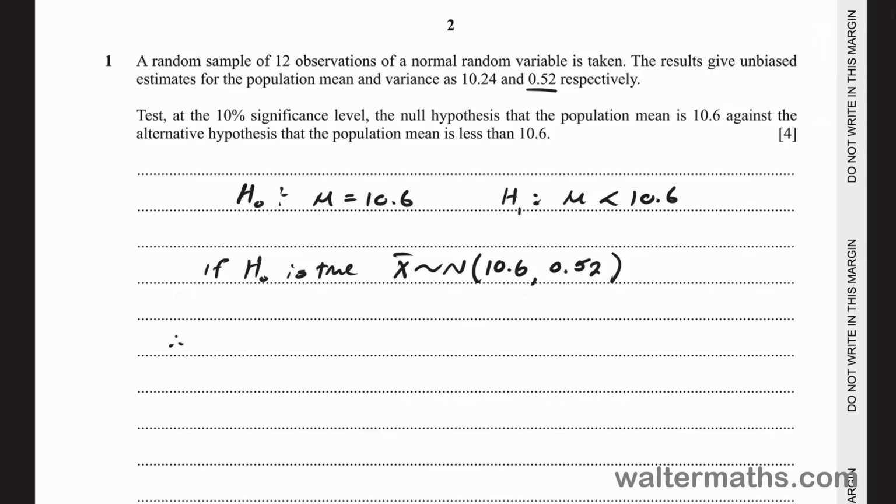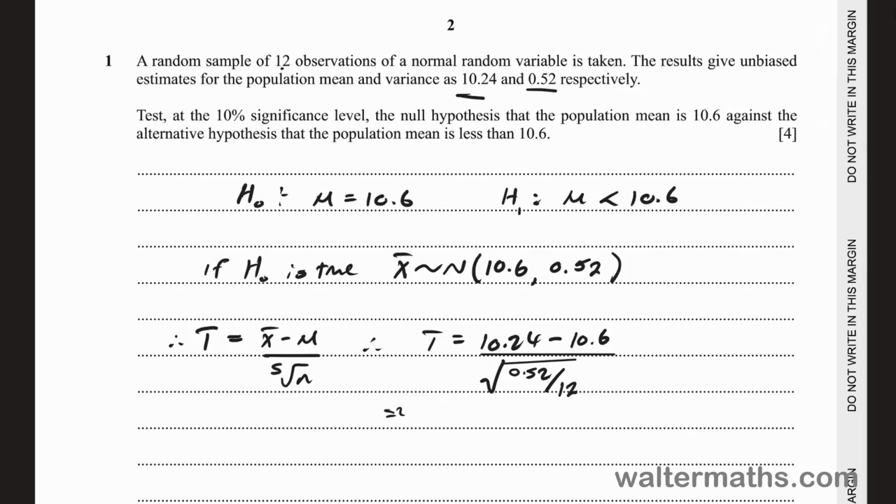So we can therefore find the test statistic, which we find as x bar minus mu over sigma over root n. So it means that t is equal to x bar, the sample mean, which in this case is 10.24, minus 10.6, and that's over the square root of s squared, which is 0.52, over n. In this case, we've got 12 observations, so over 12. So this is what's going to give us the test statistic.